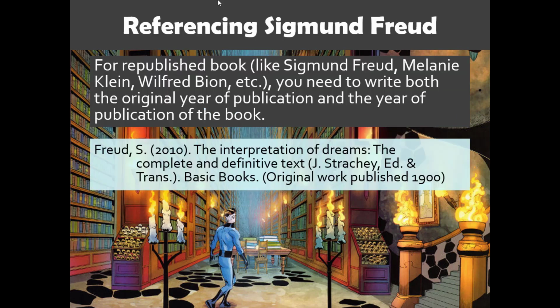For republished books, like Sigmund Freud, Melanie Klein, Wilfred Bion, you'll need to write both the original year of publication and the year of publication of the book. The year of publication of the book will be after the name of the author, at the beginning of the reference, and then between brackets, after the publisher and a full stop, you put "Original work published", and then the year the book was originally published, then close the brackets.